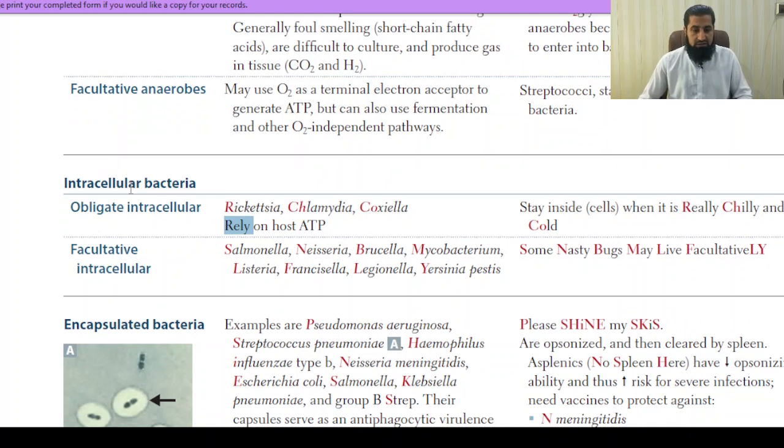Other intracellular bugs are facultative intracellular. This is the obligate, and this is the facultative intracellular.